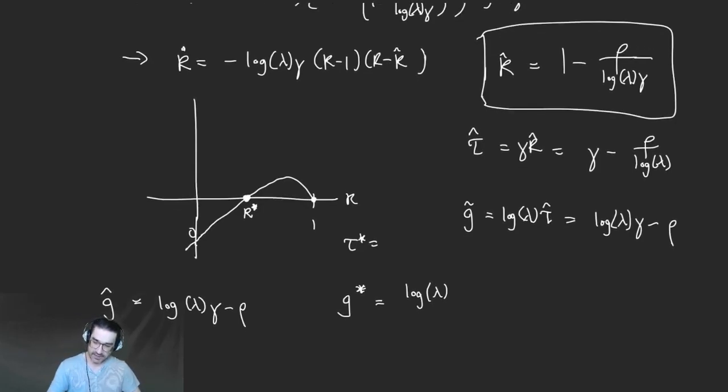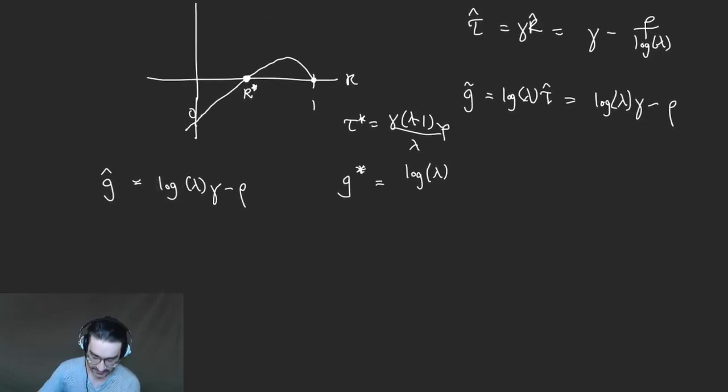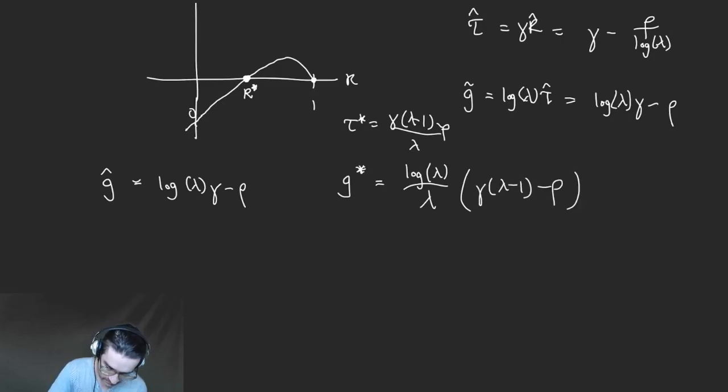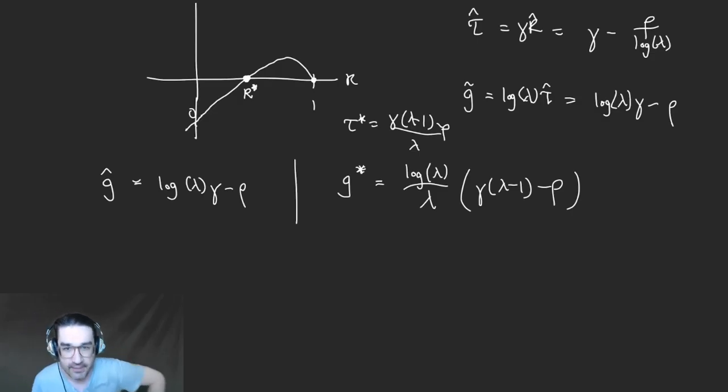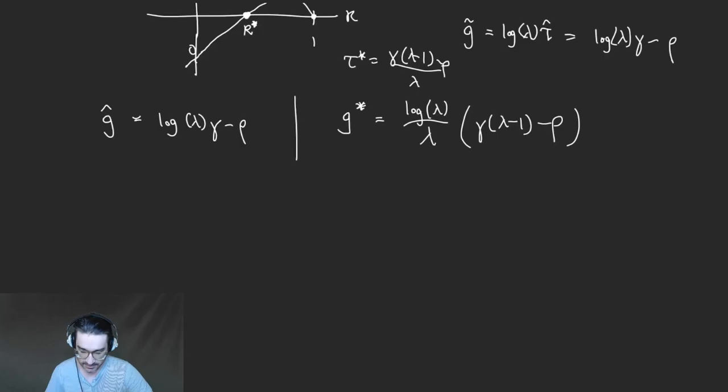Now tau star, remember it was something like this: gamma minus one. And if we throw on a factor of log of lambda, remember, in either case the log of lambda gets you from tau to g. So we're going to get log of lambda over lambda times gamma lambda minus one, minus rho. So these are two outcomes. The social planner's is very elegant, I would say. No fractions, no parentheses, no nothing, except for the one in the log. Whereas the equilibrium is a little more complicated.